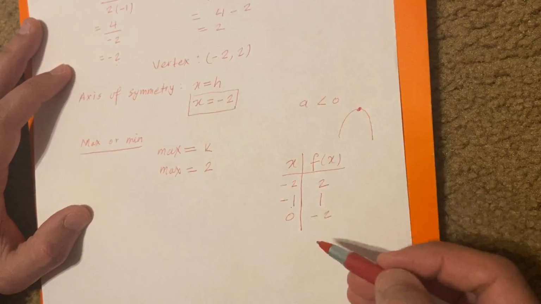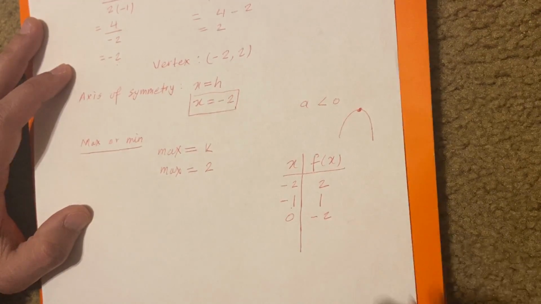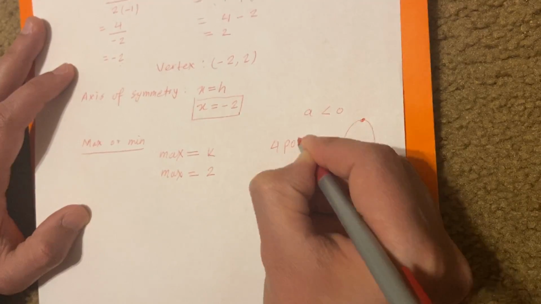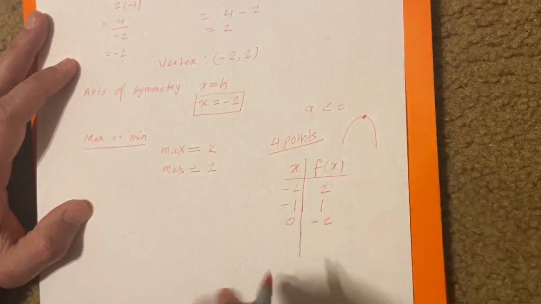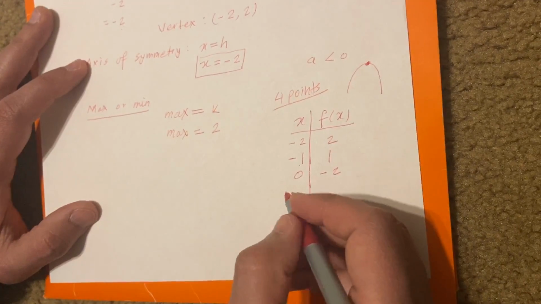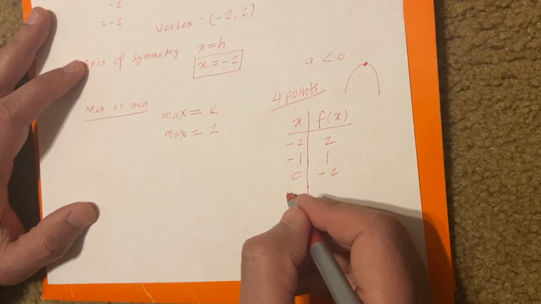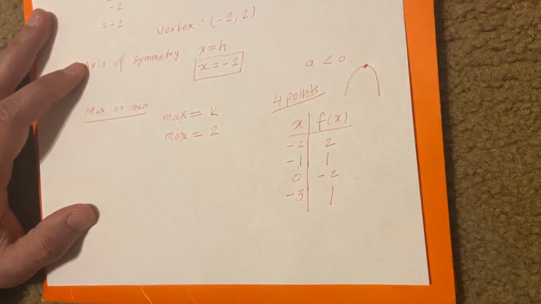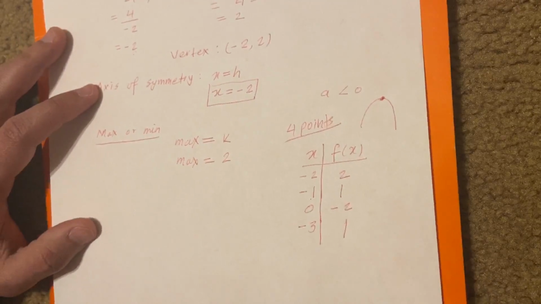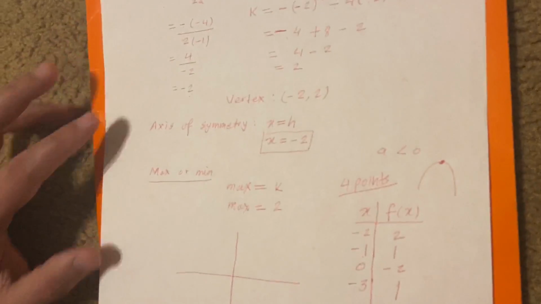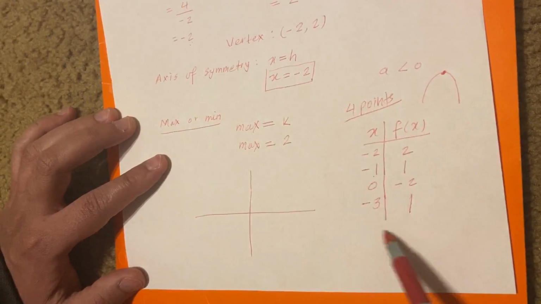Get a few points, at least 4 or 5 points. I think 4 points would be okay. And then let's say one more. Let's say -3. You'll get 1. All right, and after this, plot all of these points and get a graph.